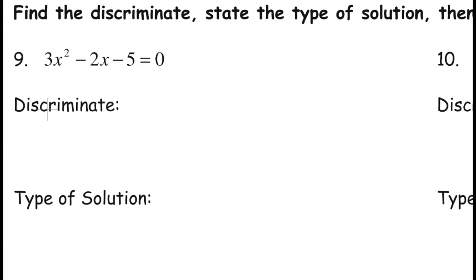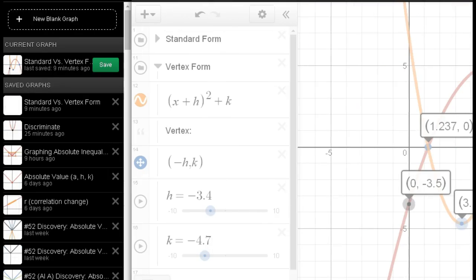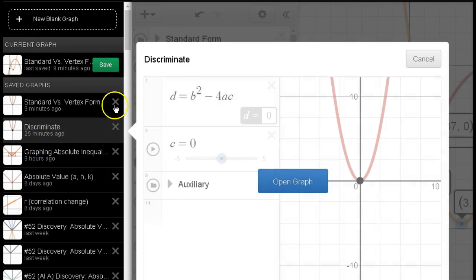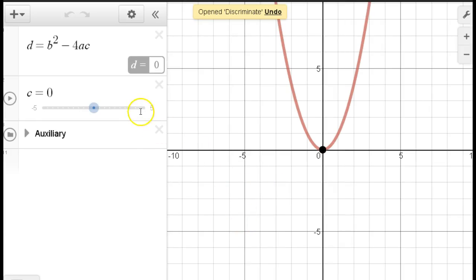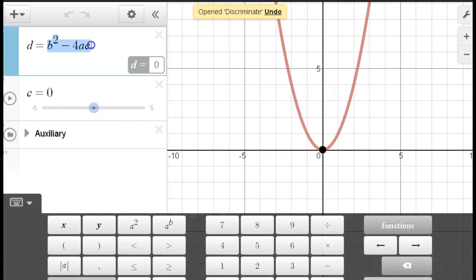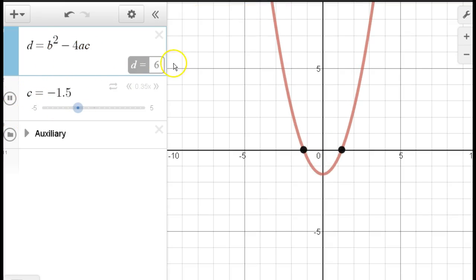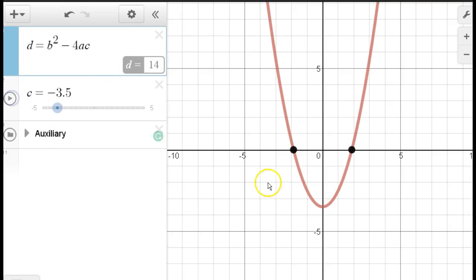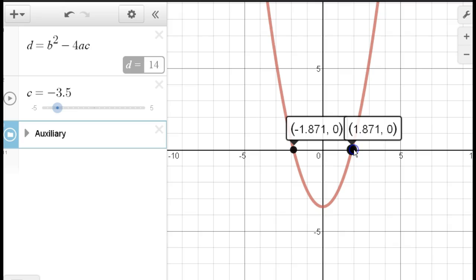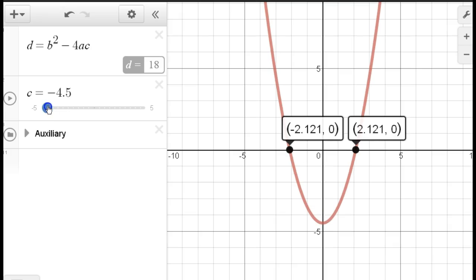All right, what is the discriminant? Let's review that. So let's go back to here, pull up discriminant. Okay, open this one. So real quick, the discriminant was just a little part of the quadratic formula, that b squared minus 4ac. And what happened is that if the discriminant, as you can see here, is positive, like 14, we had 2 answers. So you can see there's 2 different answers. It's crossing at 2 places.